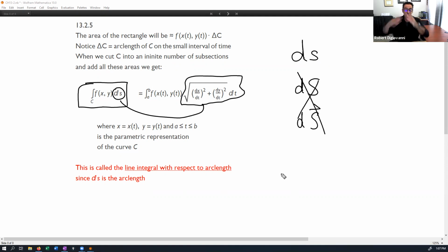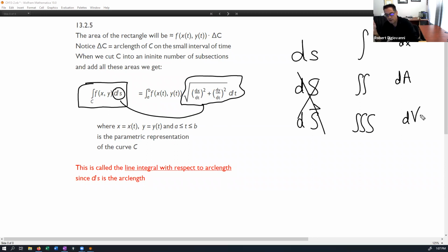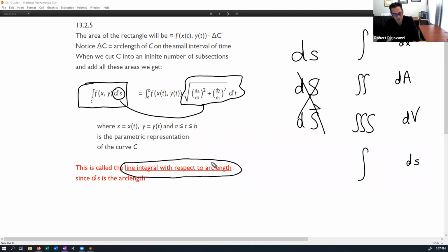So when you start to look at the big picture of things now, like all the integrals we've learned, starting in Cal 2, we've had integral with dx out here, or maybe dy. We've had double integrals where it was with respect to area. We've had triple integrals with respect to volume. And now we have this new integral that is with respect to little s, which we call the line integral with respect to arc length. And the arc length comes from the idea that that square root of that stuff really just represents the arc length of that curve.